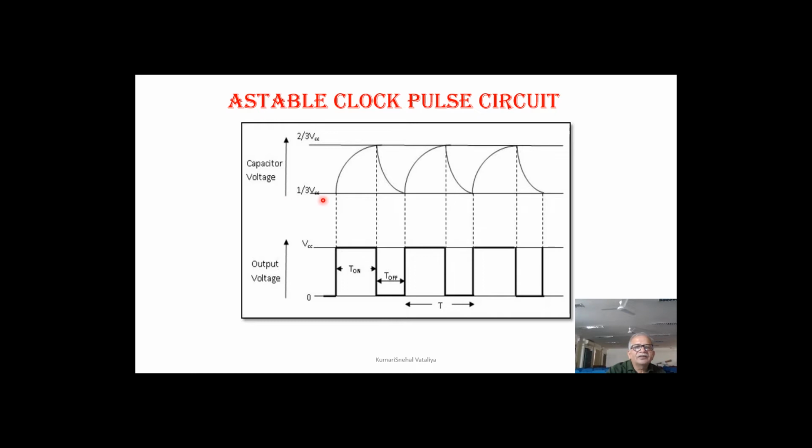The charging and discharging of a capacitor is from 1/3 VCC to 2/3 VCC. This is the exponential charging, and this is the exponential discharging that continues, and corresponding to this we get a time on, output high, and time off, output low. These kinds of square pulses are generated by controlling the charging and discharging of the capacitor.